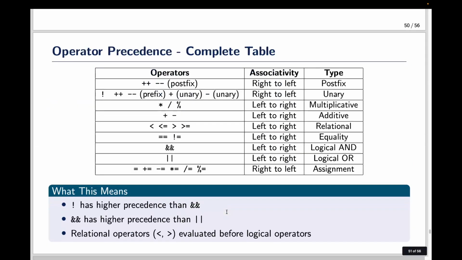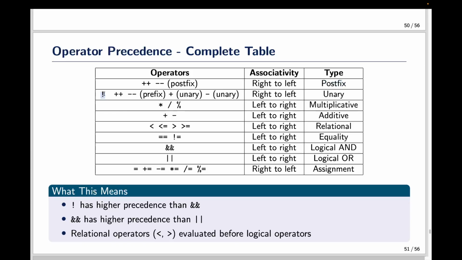And in this precedence table, you can see that almost the first one is the postfix. Postfix means whenever the plus plus and minus minus sign comes with the variable, after the variable. This is evaluated from right to left. This is the postfix.